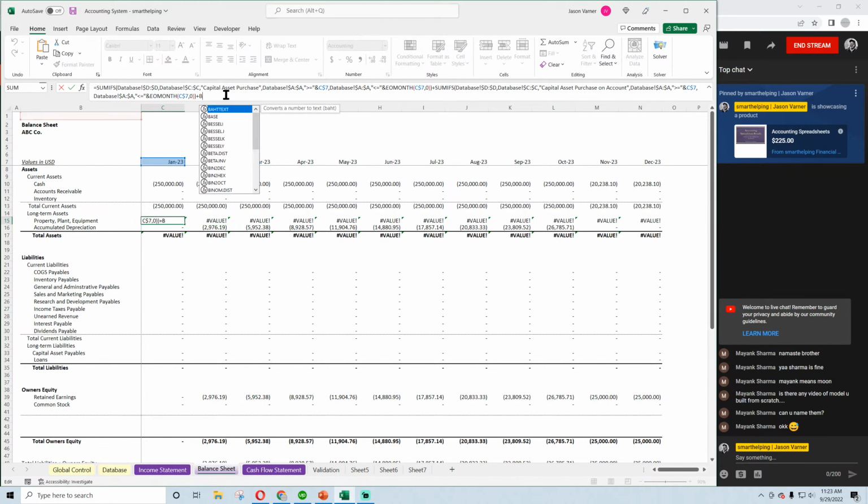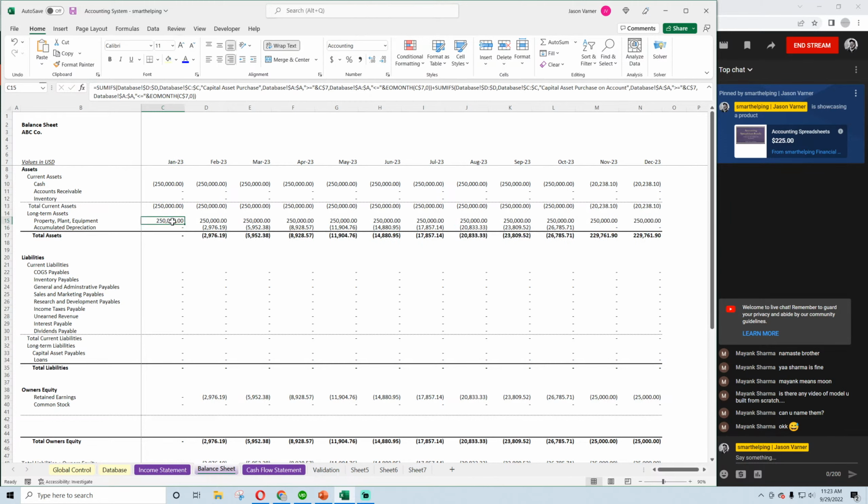Oh, shoot. Okay, I think capital asset purchase on account. Okay, and then we want to also decrease this by sale of capital assets.